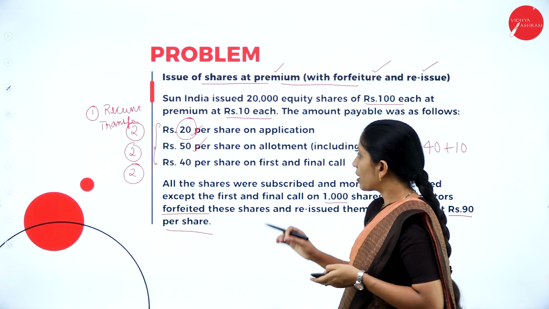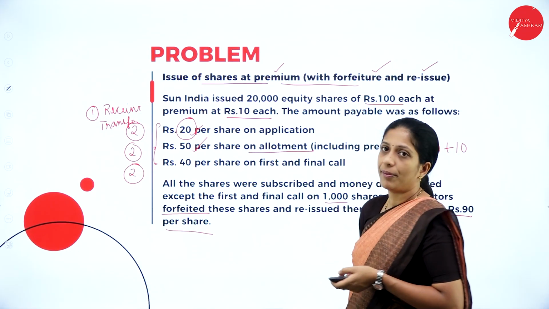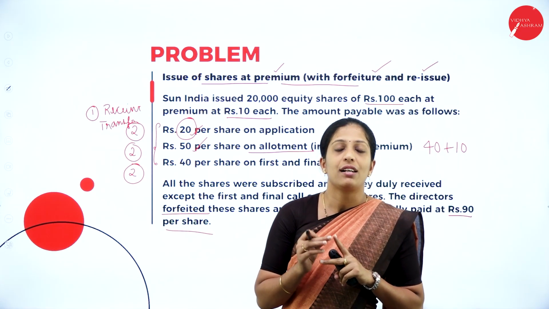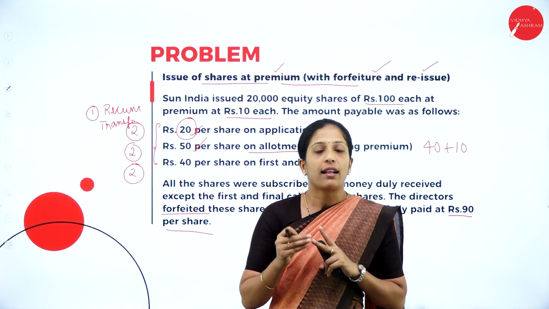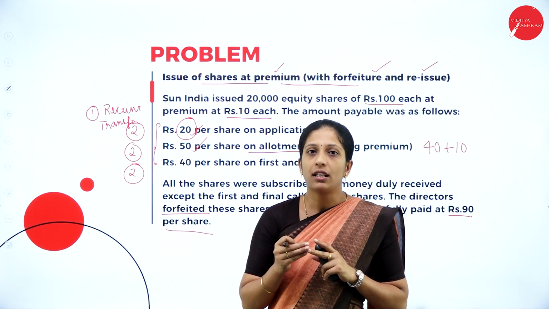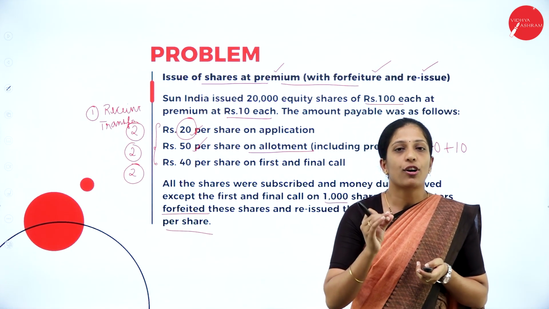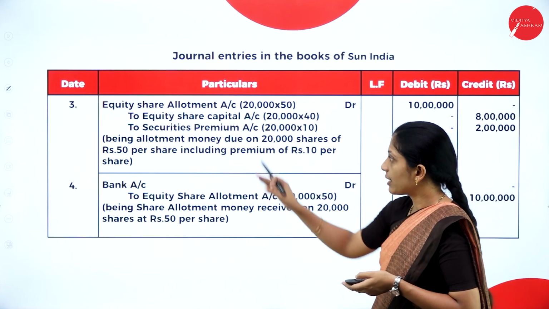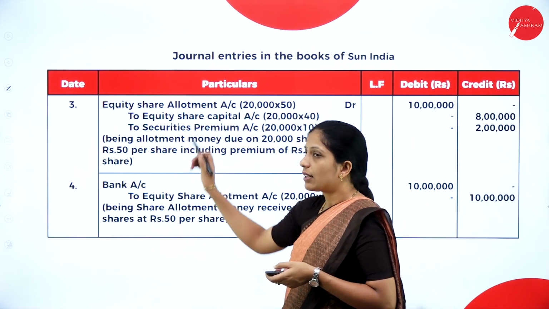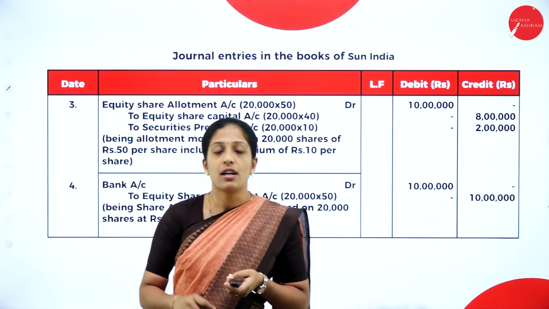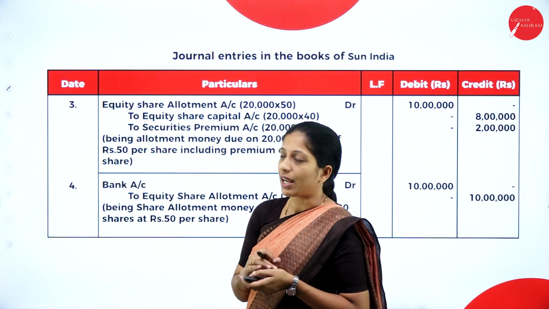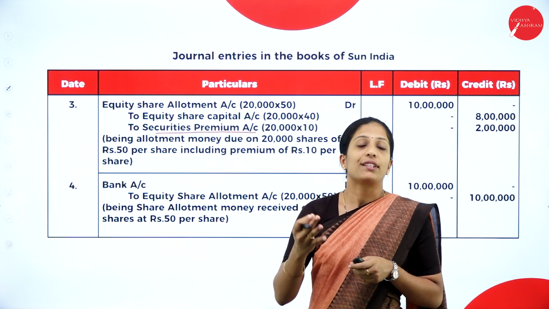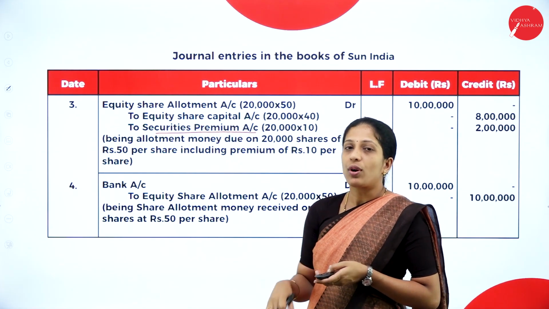Now coming to your allotment. So allotment is done on premium, where the shares are issued at premium. So we have 2 entries. One entry is for allotment money due and the next entry is for allotment money received. While writing the allotment money due, you have to include the premium also. So what would be your entry? Equity share allotment account debit to equity share capital account and securities premium account. So the securities premium is extra here because we have issued the shares at premium. Now what is the amount?